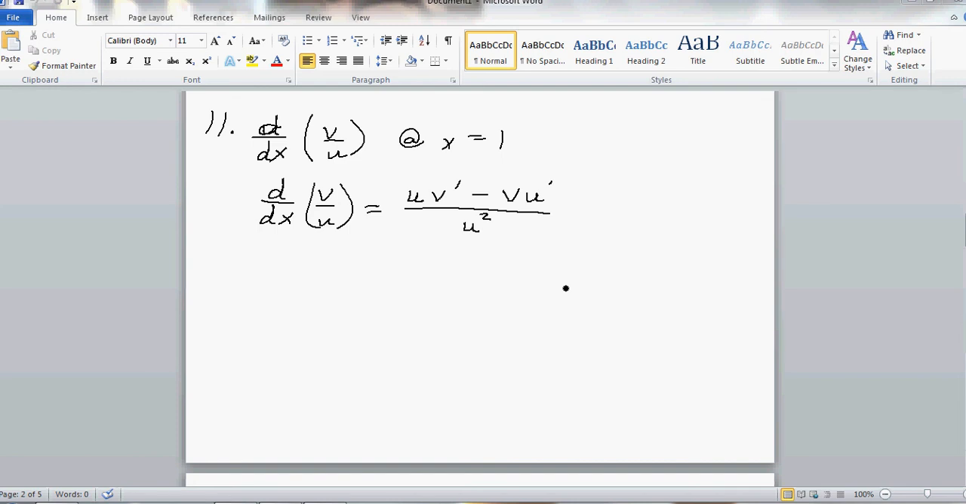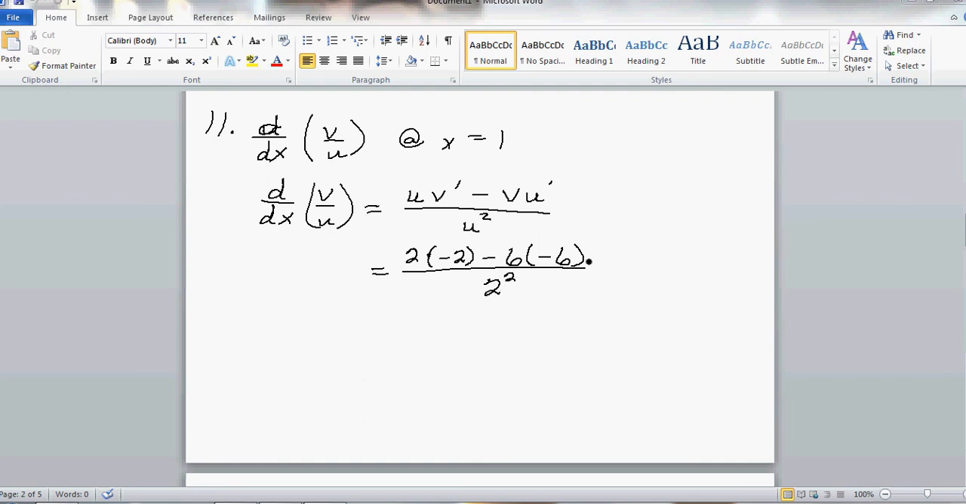So now we ask, what is u of 1? Because we have all the information we need. According to problem number 11, u of 1 is 2. So we're going to put 2 times, what's v prime of 1? V prime of 1 is negative 2. Minus v of 1, which is 6, times u prime of 1, which is negative 6. And that's all over u squared. Well, u of 1 is 2, so we're going to have to take 2 squared.